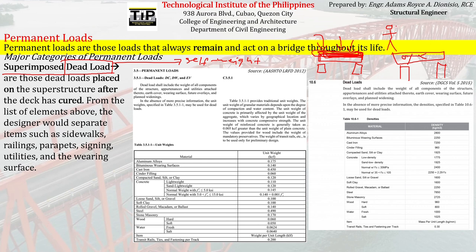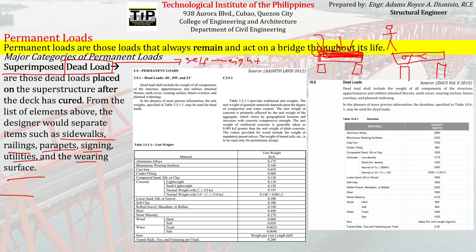Okay? From the list of elements above, the designer would separate items such as sidewalks, railings, parapet, siding, utilities, and the wearing surface. Simply because itong mga bagay na 'to, guys, bakit natin sineseparate 'to usually yung mga items like sidewalks, railings, parapet, siding, utilities, and wearing surface. Bakit natin sineseparate yan from the rest of the dead loads. Simply because, yung mga bagay na yan, guys, kumbaga, ipinatong mo lang yan sa bridge natin. Ibig sabihin, nung nagawa na yung bridge mo, tsaka mo lang nilagay yung sidewalk, yung railings, yung parapet, siding, utilities, and wearing surface. Okay?